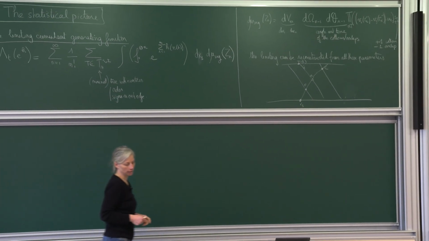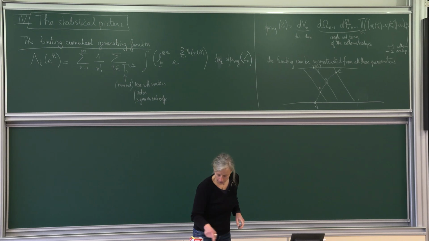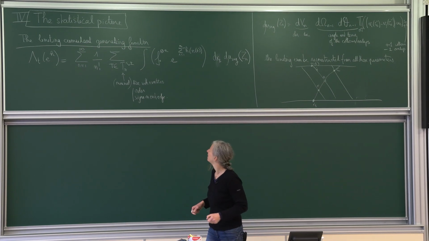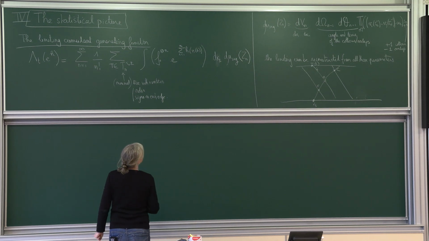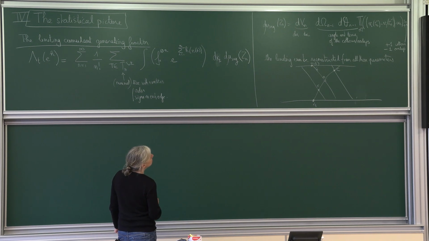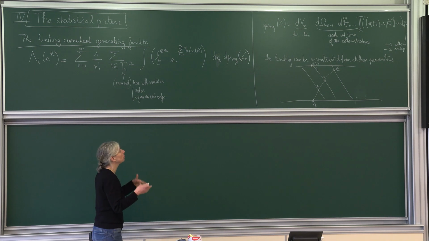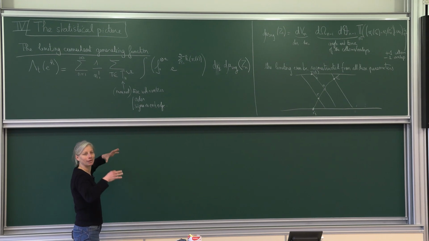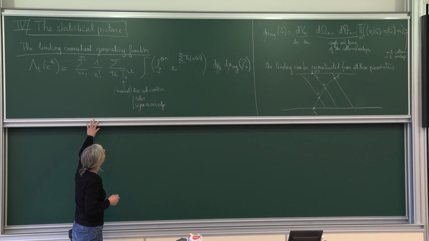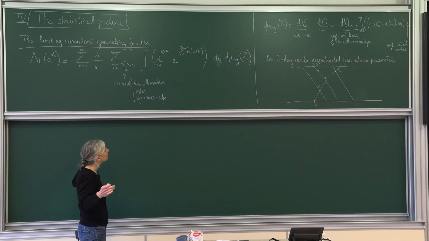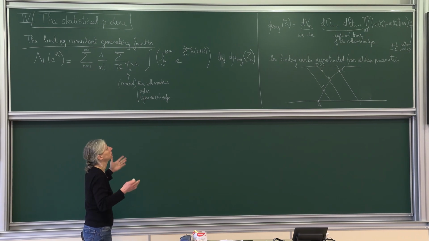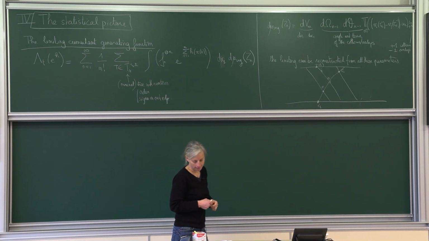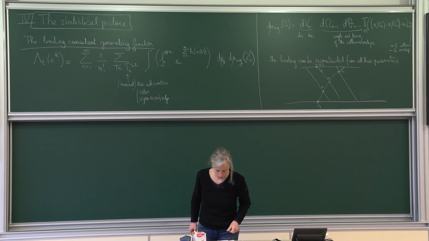Okay, so that's essentially what I wanted to say about this limiting cumulant generating function. Of course you have the sum over all possible trees. That's a kind of complicated formula, and maybe at some point you can say, okay, but what can you do with this? That's what I would like to do today.